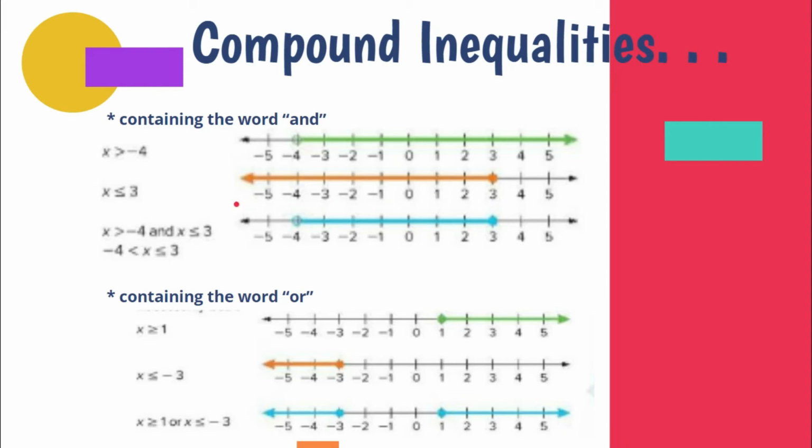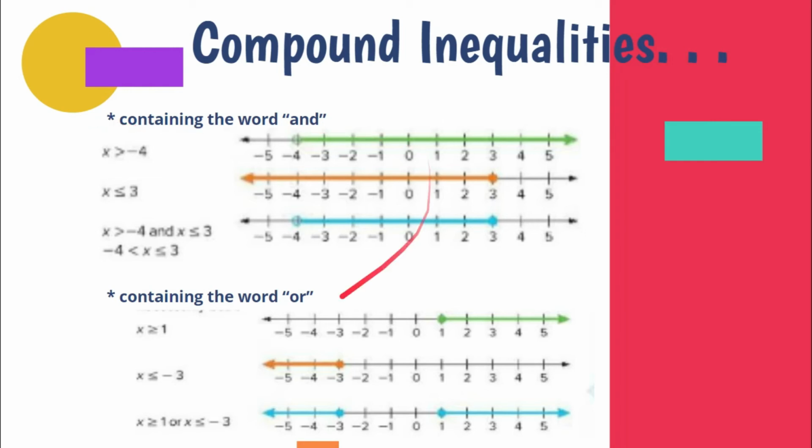when there are two or more inequalities that are connected by the word and or the word or. A compound inequality containing the word and is only true when both inequalities are true. So when graphed, the inequalities will overlap. The overlapping section that represents the compound inequality is called an intersection.